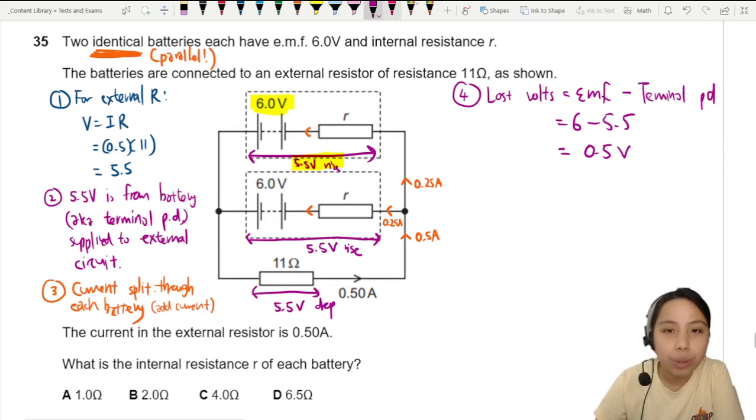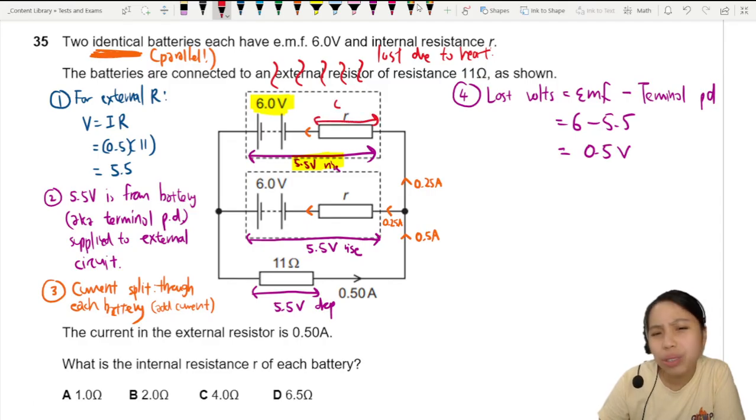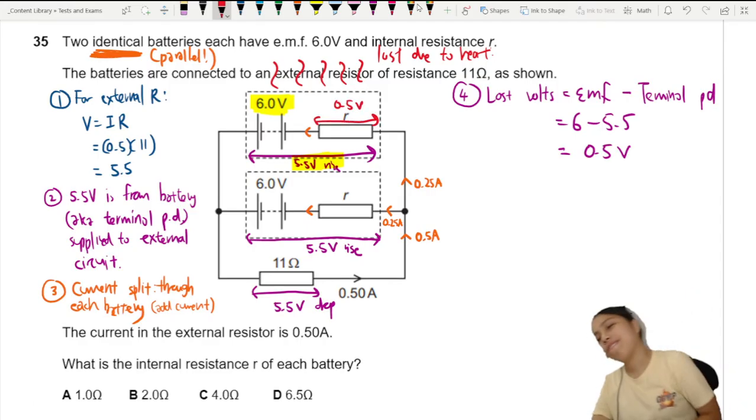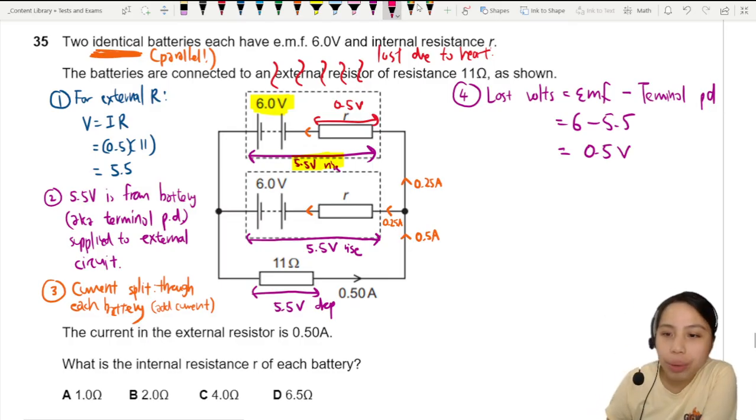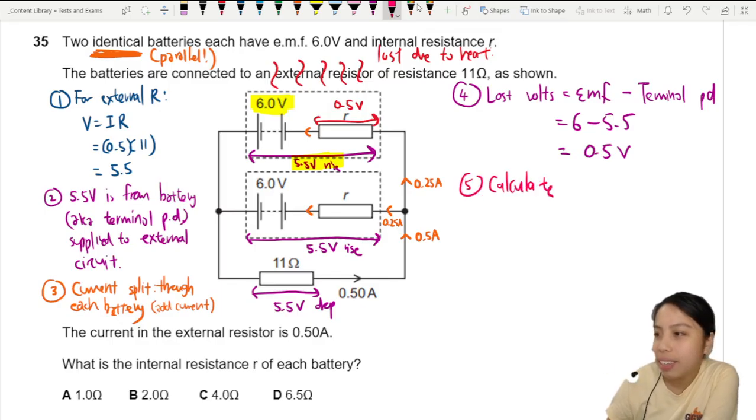Gone due to the heat of the batteries. So it is lost due to heat. Let's label it here. So this part here is going to be 0.5 volts. The energy is related to the voltage. Okay, so we can finally do a calculation. Calculate our lost volts, V = IR for lost volts.